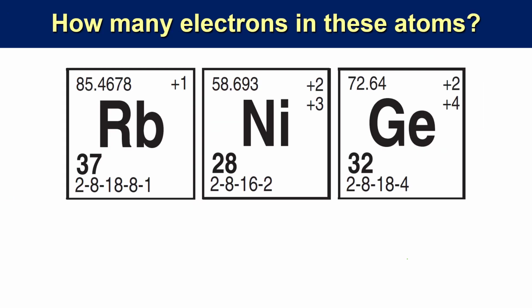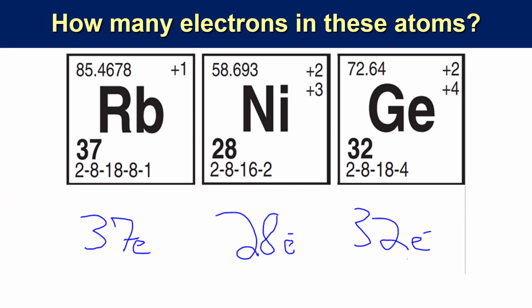Stop the video now and tell me how many electrons in these 3 atoms. And indeed, you hopefully were correct. There are 37, 28, and 32 respectively, equal to the atomic number.